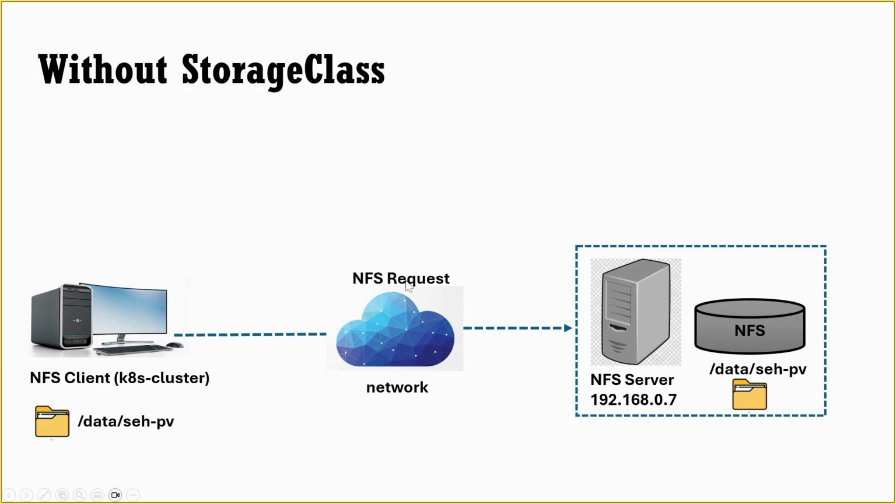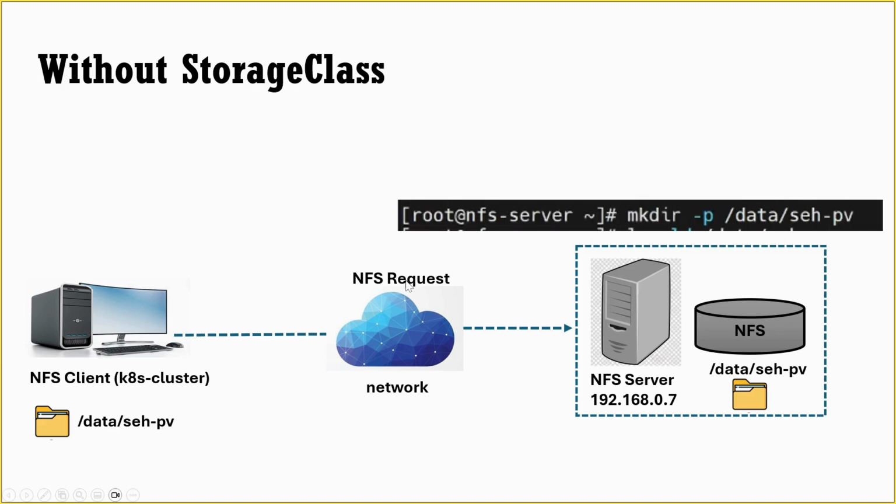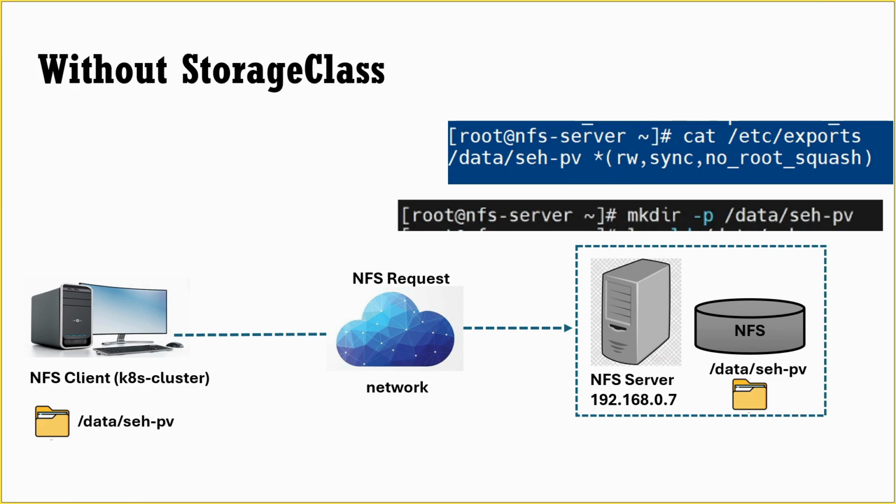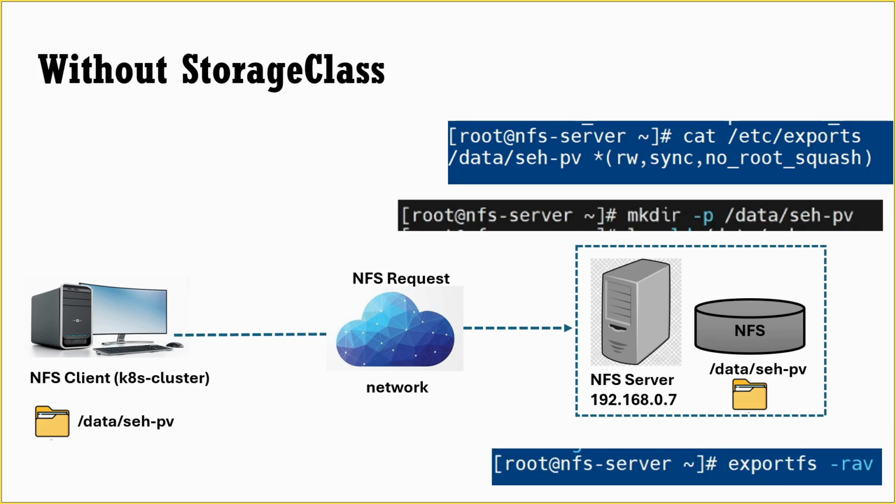First, the storage team creates a directory on the NFS server. For example, mkdir -p /data/shpv. They add an entry in the /etc/exports file. This allows the directory to be shared with other machines. Then they export the directory using the exportfs -rv command. Next, they ensure Kubernetes worker nodes can mount the NFS share. If this works successfully, it confirms that Kubernetes worker nodes can access the NFS storage.